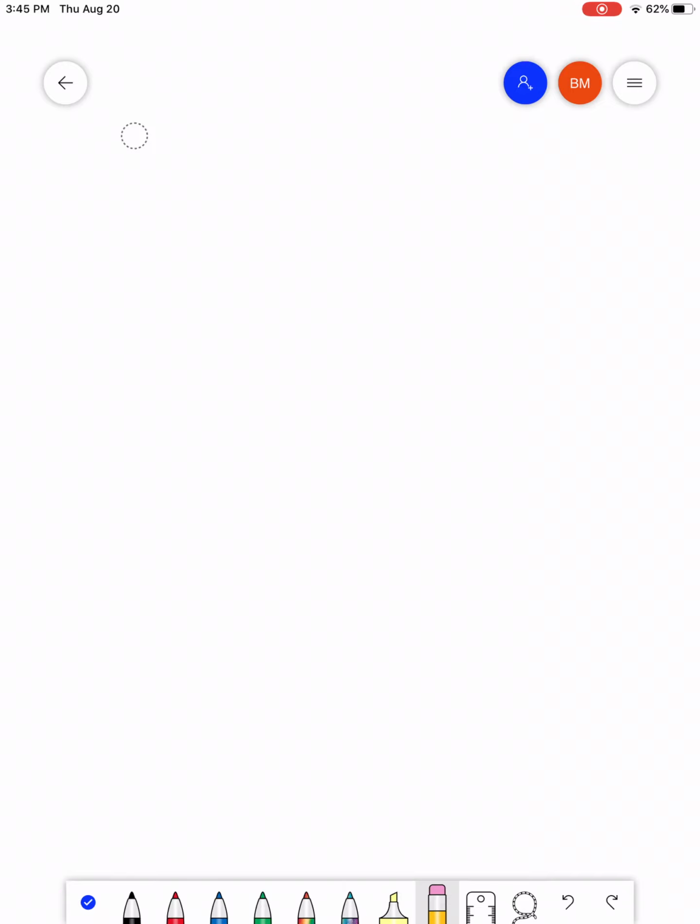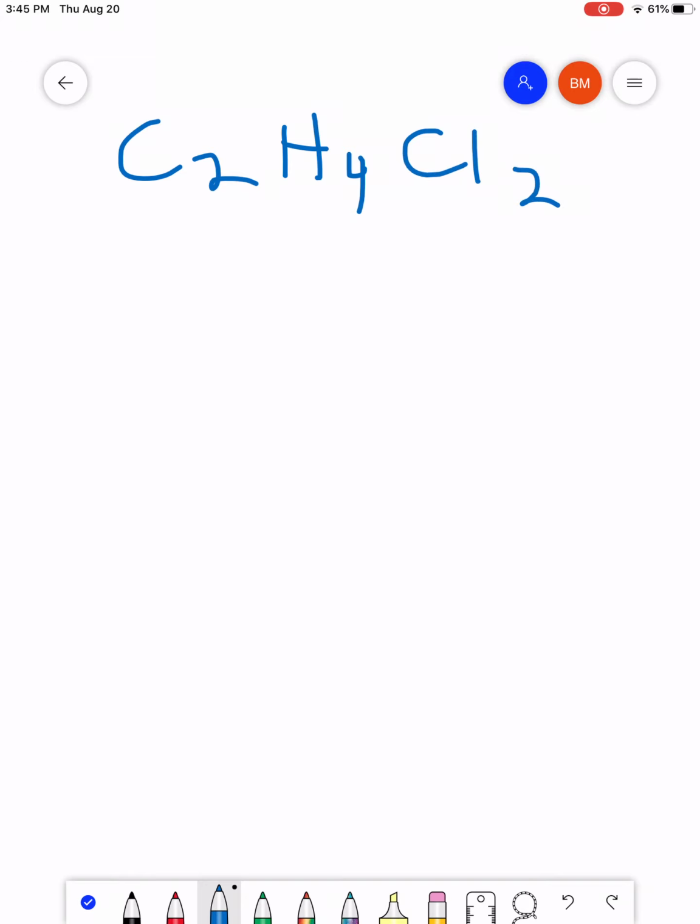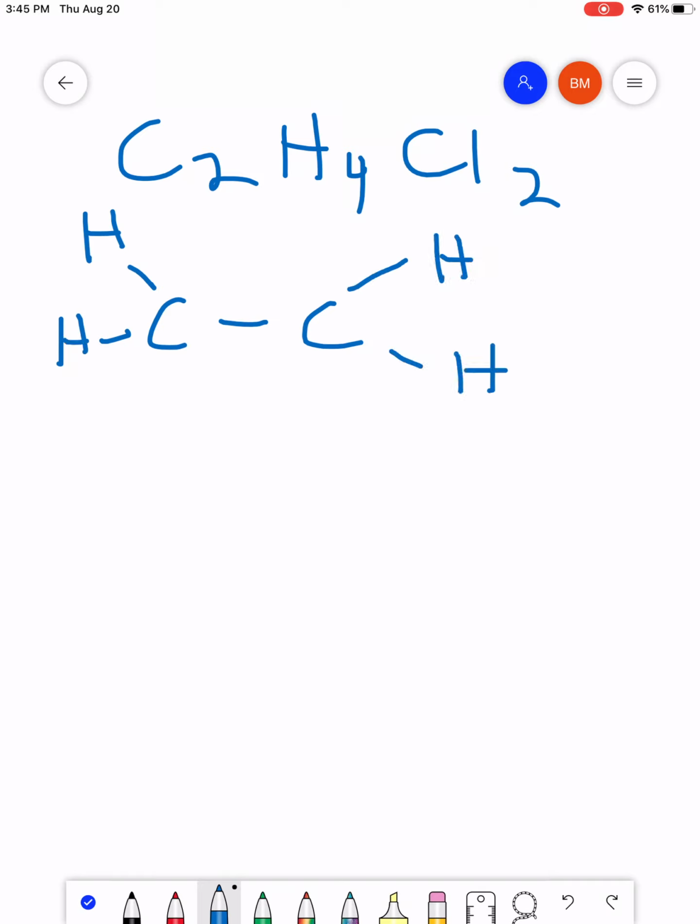Let's try C2H4Cl2. All right, we can start it off pretty easy. We could have two carbons linked together, each of them with two H's. And we could put a Cl on both of them.